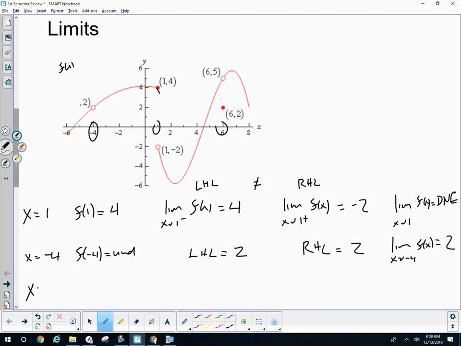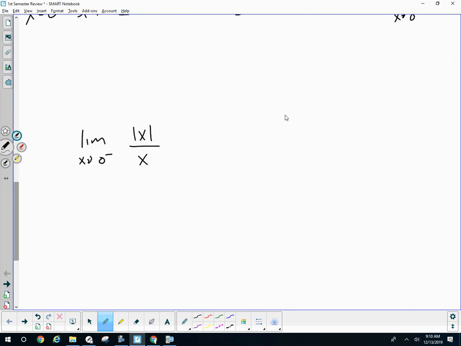Let's look at x equals 6. Here, I do have a function value, but the closed circle is at 2. So f of 6 is 2. However, my function values to the left and to the right of 6 are not around 2. They're up here and here, which are very, very close to 5. So the limit ends up being 5, even though the function value is 2. Okay, so that was an introduction to limits.